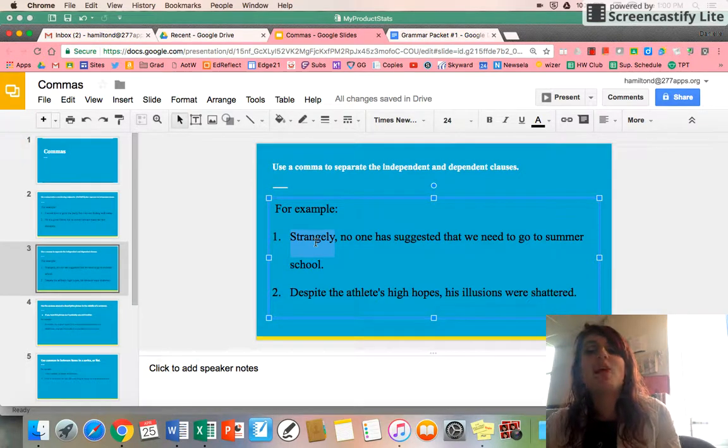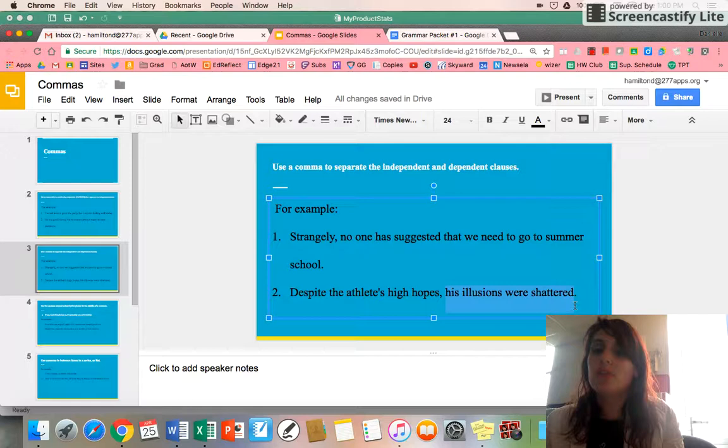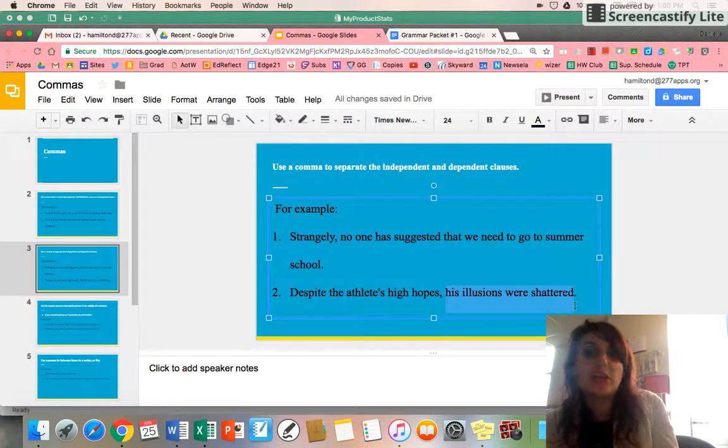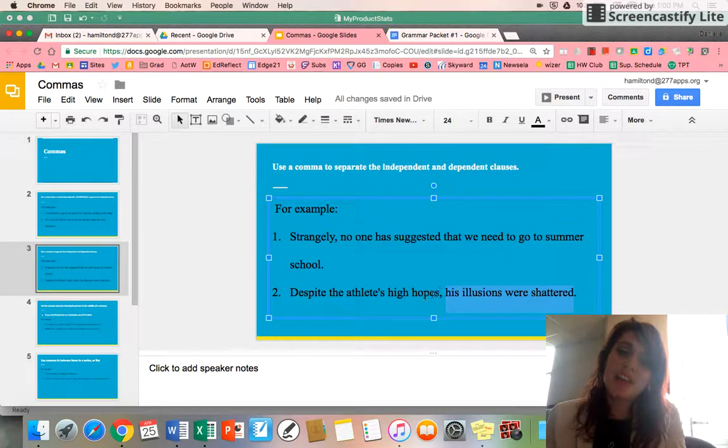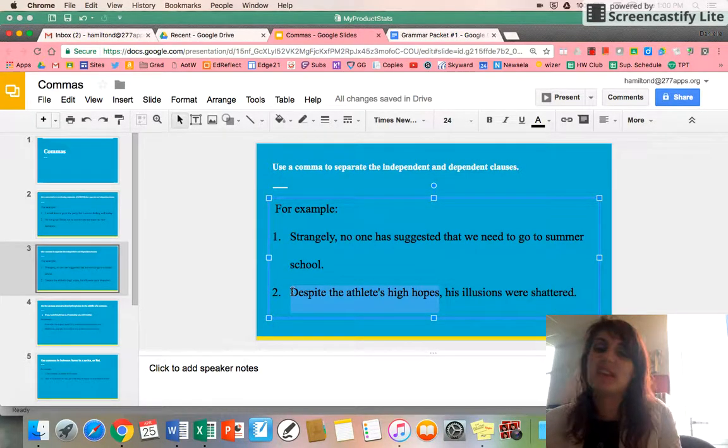Despite the athlete's high hopes, his illusions were shattered. We know that his illusions were shattered is a total independent clause. You can say that and it's done. There's a subject, his illusions, and what happened: were shattered. Now, if you look at despite the athlete's high hopes, that's a dependent clause that cannot stand on its own. Therefore, we need to connect them using a comma.